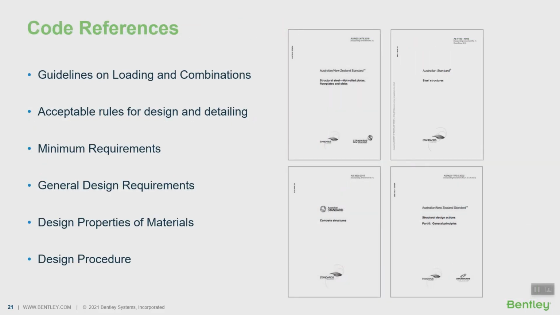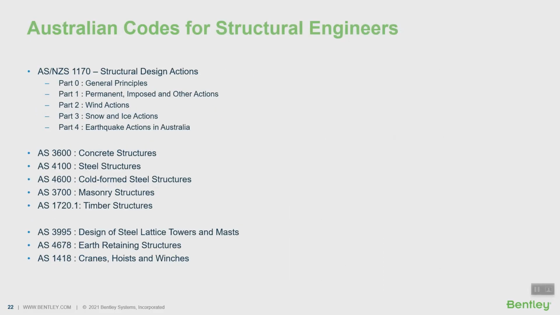In addition to guidelines on loading and combinations, codes also provide acceptable rules for design and detail. Details on properties of materials, general and minimum design requirements, and procedures for design. Here is a list of some important Australian codes for structural engineers.